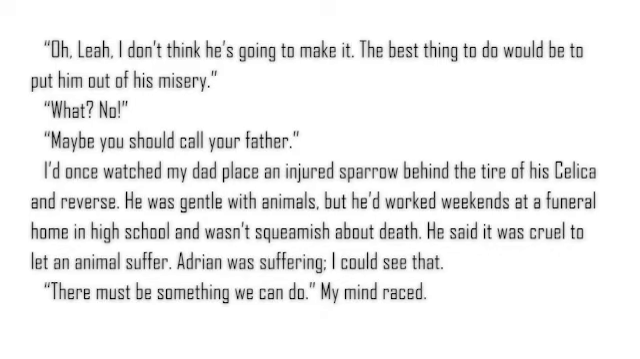I'd once watched my dad place an injured sparrow behind the tire of his Celica in reverse. He was gentle with animals, but he'd worked weekends at a funeral home in high school and wasn't squeamish about death. He said it was cruel to let an animal suffer. Adrian was suffering. I could see that. There must be something we can do.